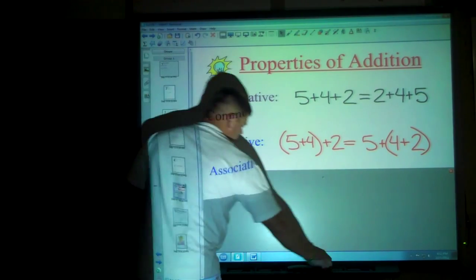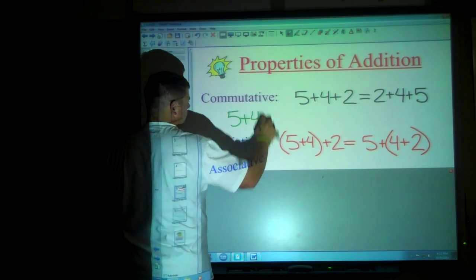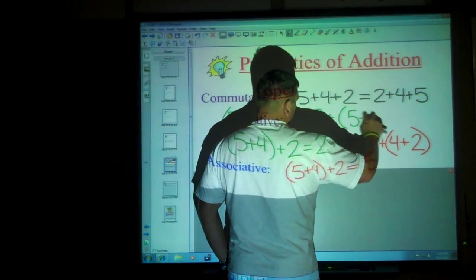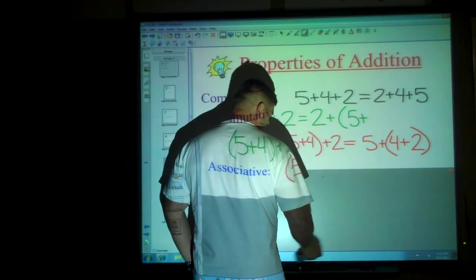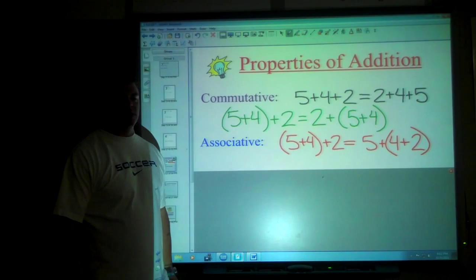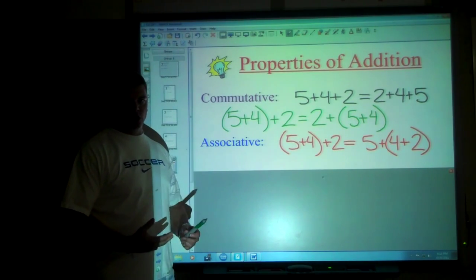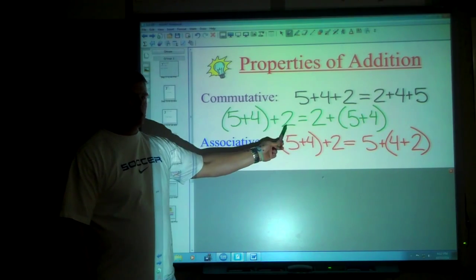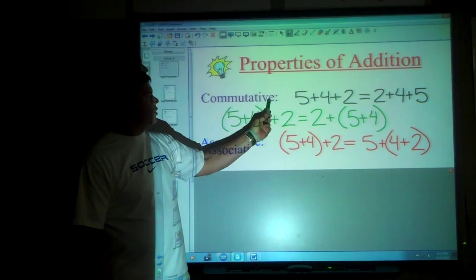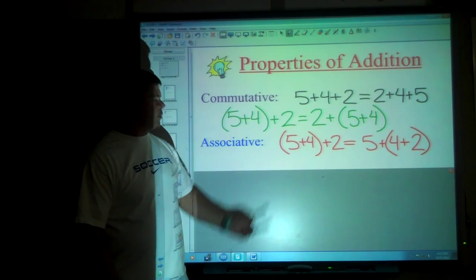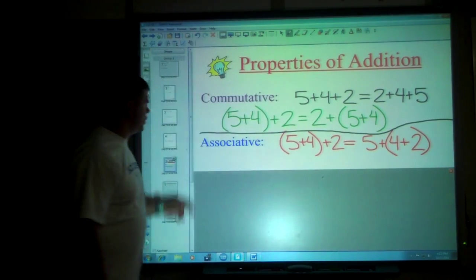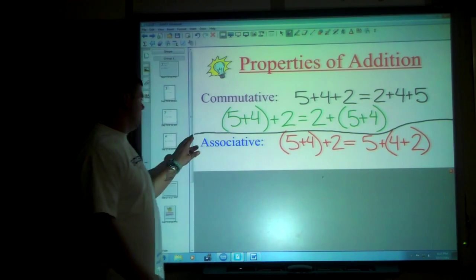Now I caution you. If you were to see this, most people think this is an example of associative property because they see the parentheses. Just because it has parentheses does not mean it's associative property. Look at the order. 5, 4, 2. 2, 5, 4. The order is different. If the order is different, that's commutative property. This would actually be an example of commutative property. So be careful about that. Don't just assume because you see parentheses that it's automatically going to be associative.